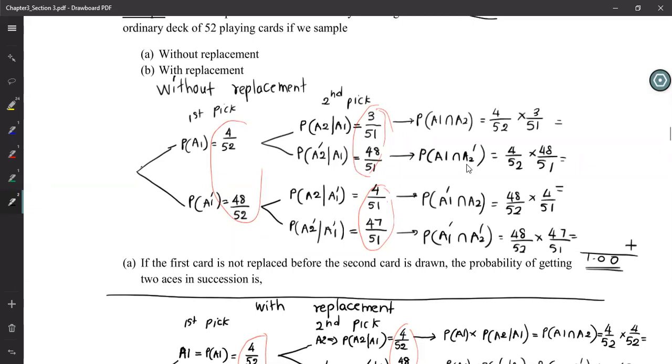Depending on whether the first is an A or not, the probability that the second is an A. See the difference? If the first is an A, the probability the second is A is 3 over 51. But if the first is not A and then the second is an A, it is 4 over 51. So it is different. That means whatever happened in the first pick has an effect on the second pick if you do without replacement. Okay, the reason is that your sample space is now different because you do not put the card back. Okay, is this clear to all of you? The difference between with replacement and without replacement?